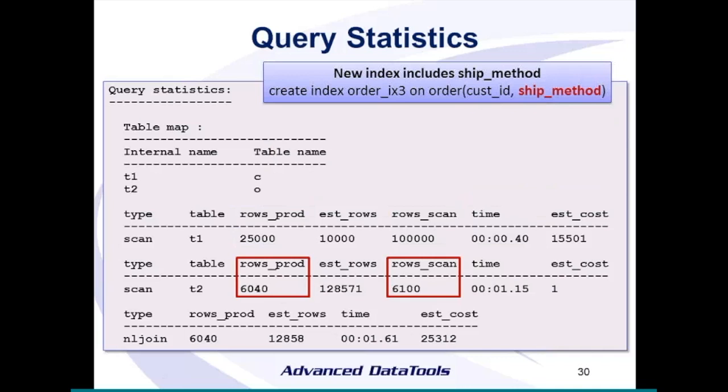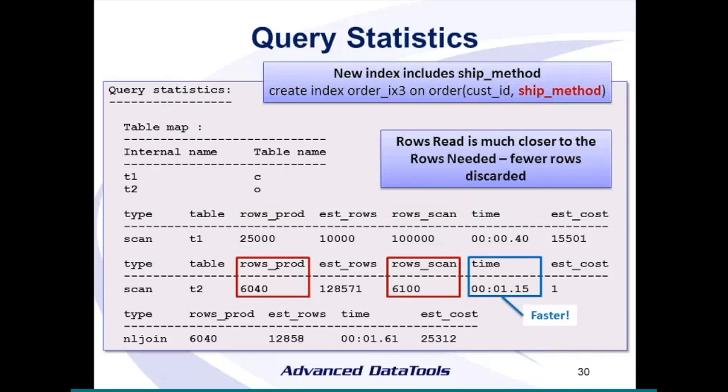Here we only retrieved 6,100 records. Earlier it was 250,000. And that is much closer to the 6,040 records we needed. We can see from the time that we're down to 1 second just to retrieve these rows. This is because we only read those records that we really needed, so we didn't have to throw stuff away.